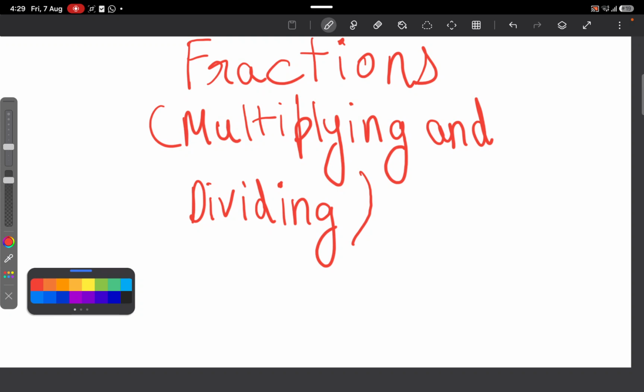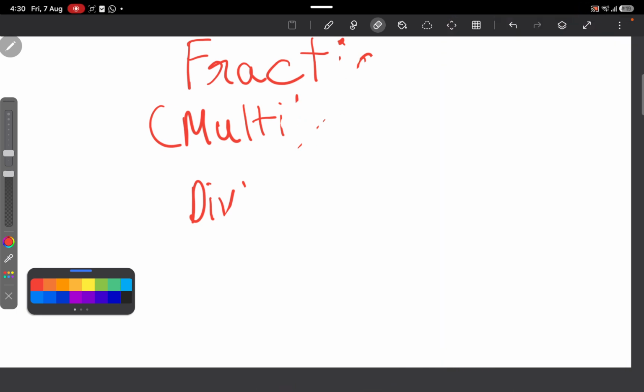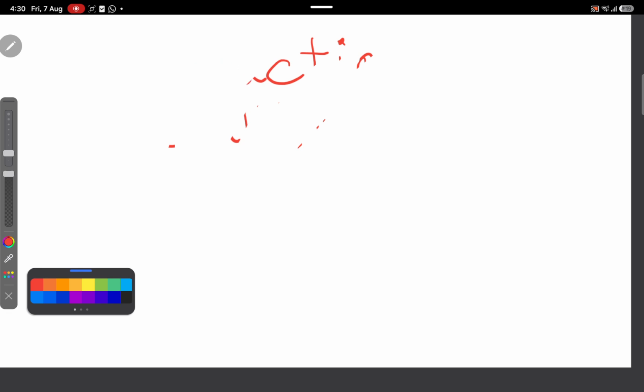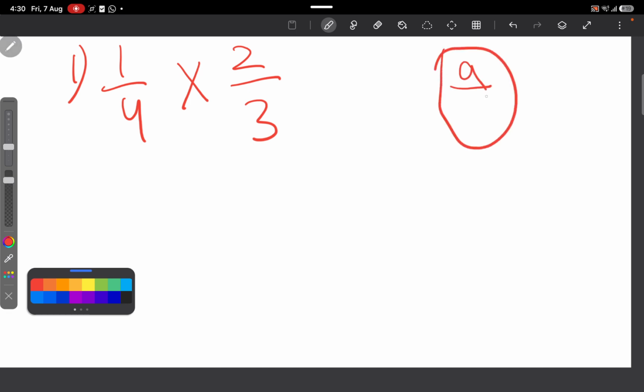So let's start. Today's topic is fractions, and it's about multiplying and dividing them. It's obviously part of math. Let's first learn how to actually multiply fractions. I'll give an example. Suppose we take a question: 1 upon 4 into 2 upon 3. These are the two fractions we are multiplying. So what do we do next to get it into a singular fraction? Instead of just a/b into c/d, how do we get it in one whole fraction?